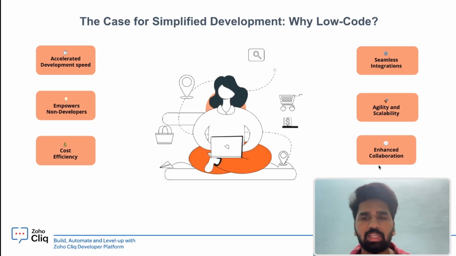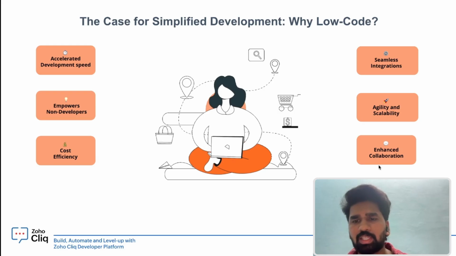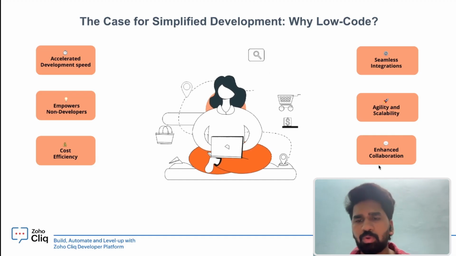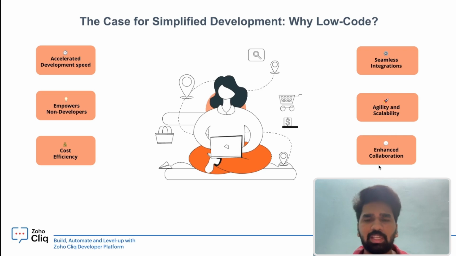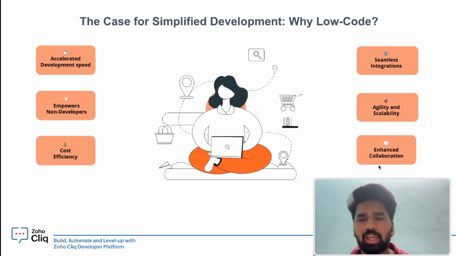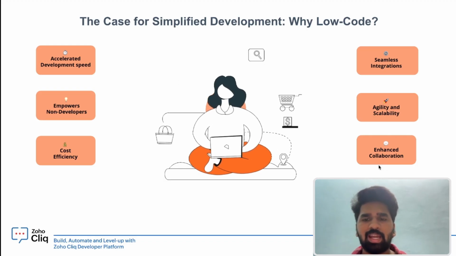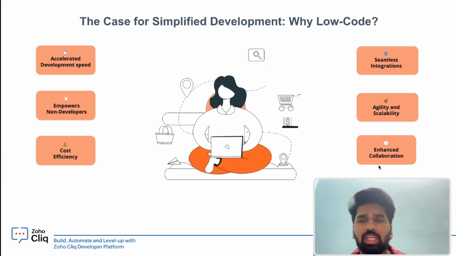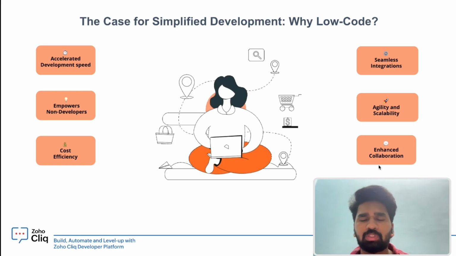Next, cost efficiency. We can reduce the dependency on larger developer teams and eliminate the infrastructure costs with serverless platforms, saving time and money. Then there is seamless integration. Low-code platforms like Zoho Cliq make it easier to connect your existing tools and unify your workflow. It also brings agility and scalability. So as your business grows, your solution can evolve quickly and adapt without any major rework. And finally, enhanced collaboration. Low-code centralizes workflows across devices and teams, making it easier for everyone to stay in sync.